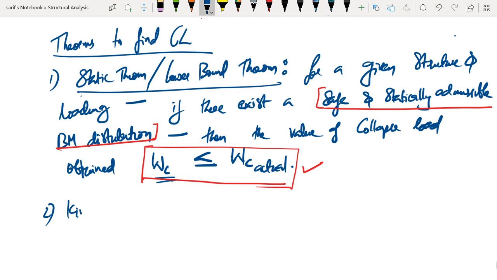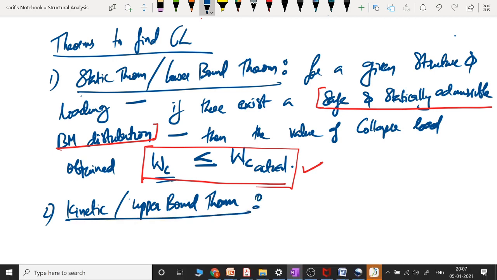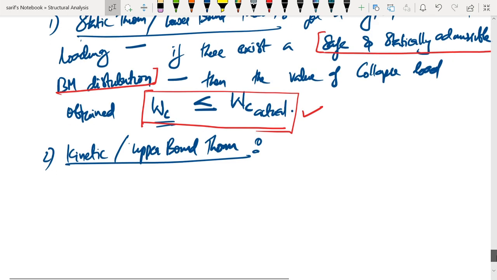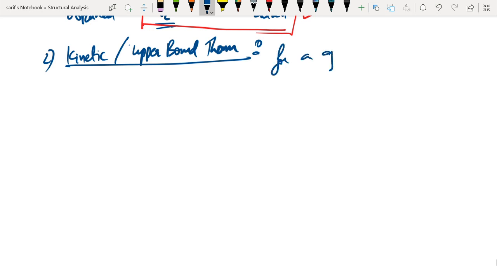Second one is known as the kinetic or the upper bound theorem. So as per the kinetic theorem or the upper bound theorem, again for a given structure and loading, the collapse load corresponding to any assumed collapse mechanism will always be greater than or equal to the actual collapse load.